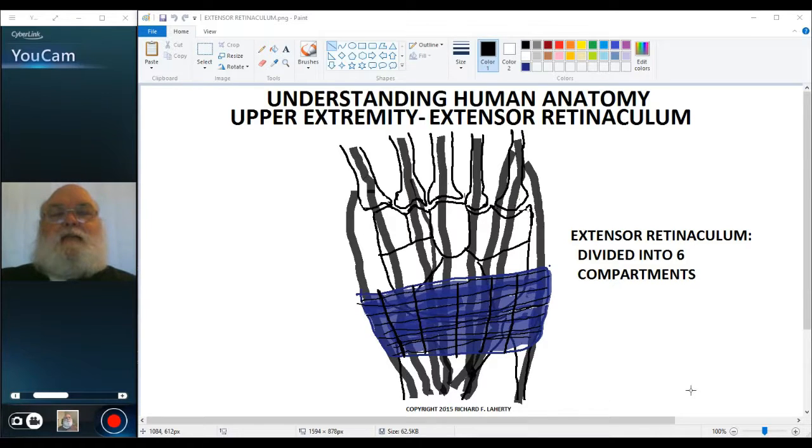But in the next video, I'd like to discuss two structures that are associated with retinacula and with muscles, and these are tendon sheaths and bursae, and they help cushion the movement of tendons across tendons, tendons across bones, and muscle across bone. Thank you for your attention.